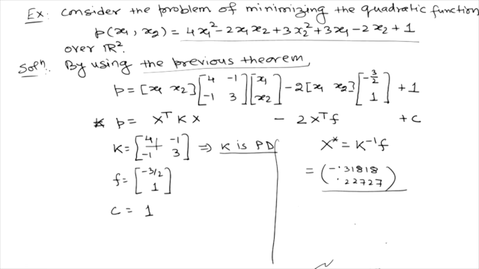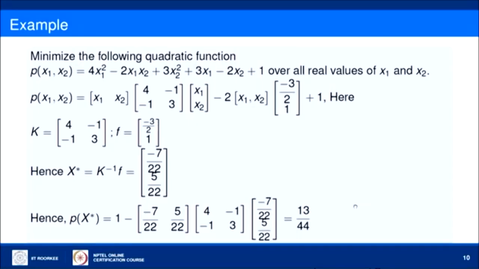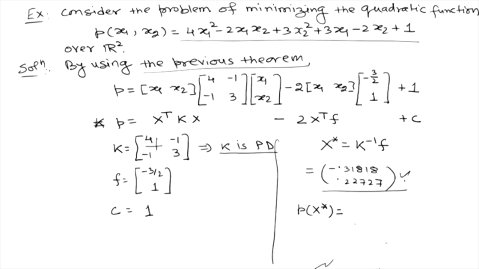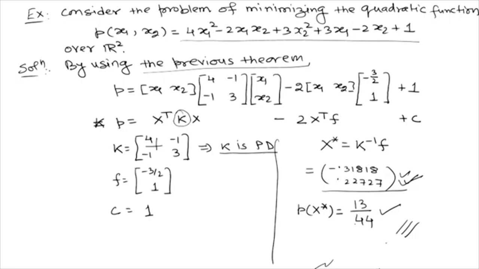And the minimum value can be calculated using any of the expressions of this theorem, either c minus f^T K inverse f, or c minus f transpose x star, or c minus x star^T K x star, where x star is given by this vector. This minimum value is 13 by 44. So, this is the point of minima and this is the minimum value of p at this point. In this way, by using the previous theorem, we can find the unique minimizer of a given quadratic function. However, as I stated earlier, the matrix K should be positive definite.